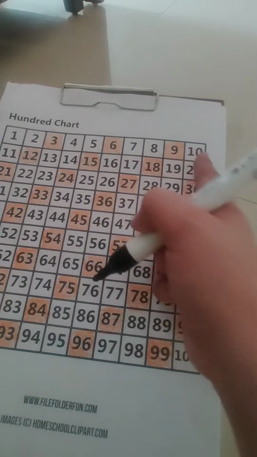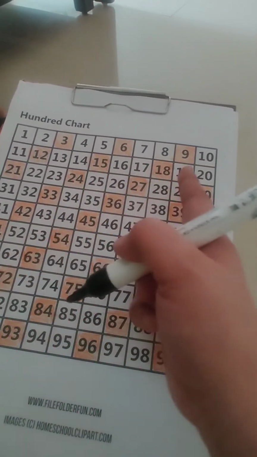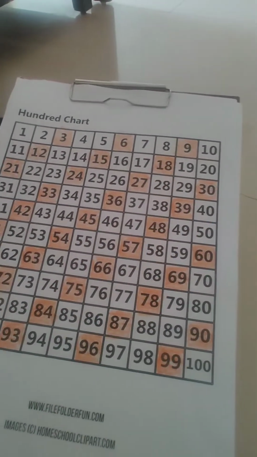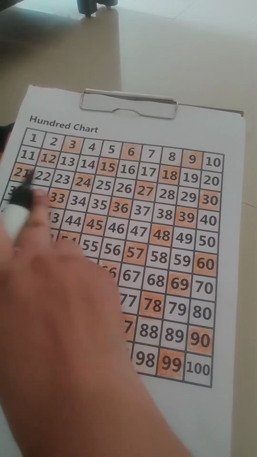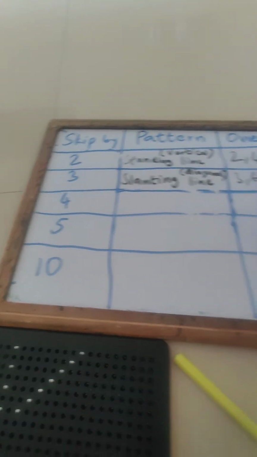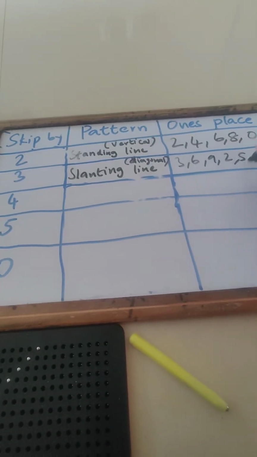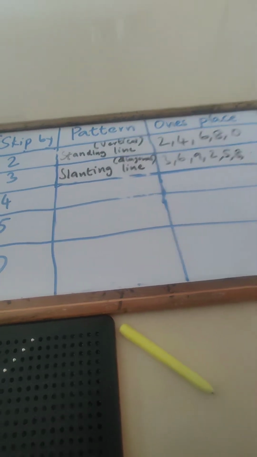And if you notice the ones place, they don't follow a very clear pattern, right? It's 3, 6, 9, then 2, 5, 8, 1, and so on. So I'm just going to write 3, 6, 9, 2, 5, 8, and so on.